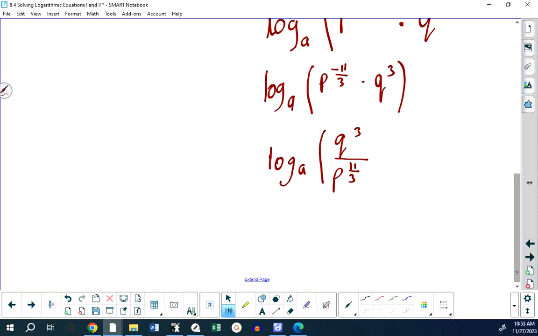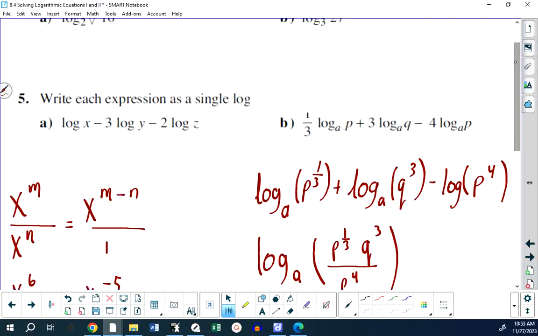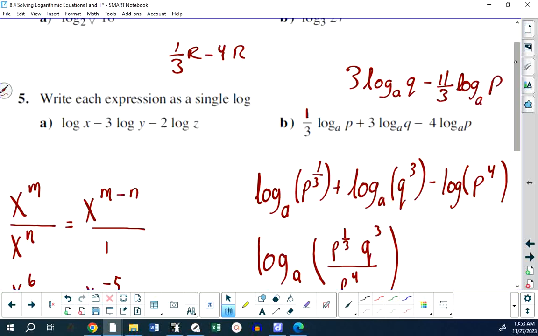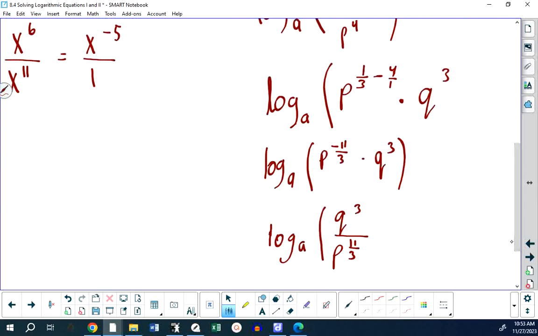What you could have done, and I don't know if this occurred to anybody, but logarithms are interesting this way, is going back up here, we could have taken 1/3 of this log p and subtracted 4 of that log p. If I have a third r minus 4r, I get negative 11 thirds r. So you could have said 3 log base A of q minus 11 thirds log base A of p. Move that 11 thirds to the top. It's a negative logarithm, so that p to the 11 thirds will end up on the bottom. There are other ways you could have done it, and in retrospect, that might have been simpler.